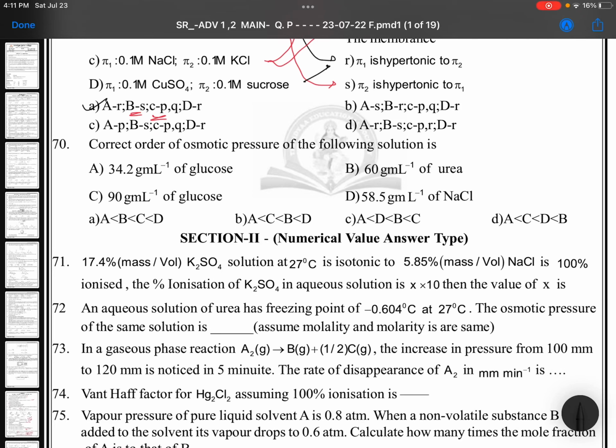Correct order of osmotic pressure of the following solutions: NaCl is better because it is having 2 ions, 1 mole, 2 molar ions. 60 grams of urea, 60 by 60 means 1 mole. 34.2 grams of sucrose, 90 grams of. By seeing all this, you can say very clearly D must be greatest because D is having Van't Hoff factor.